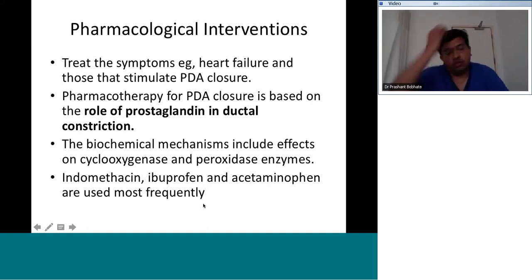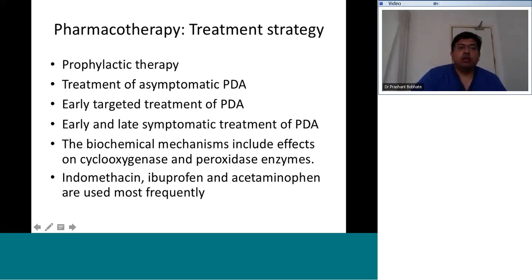In pharmacological therapy, we only would treat a patient who is symptomatic. Always remember, I'll tell you the different treatment strategies which can be used in treating, and what is the evidence in each of those. Pharmacotherapy of PDA closure is based on the role of prostaglandin in ductal constriction. The biochemical mechanisms include effects on cyclooxygenase and peroxidase enzymes. Indomethacin, ibuprofen, and acetaminophen are used most frequently.